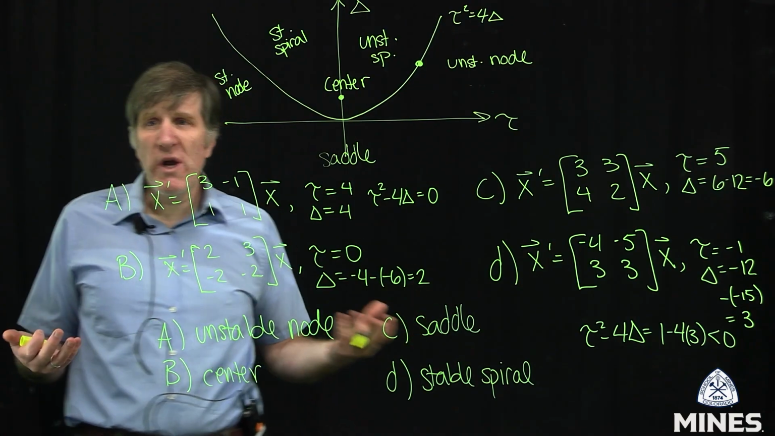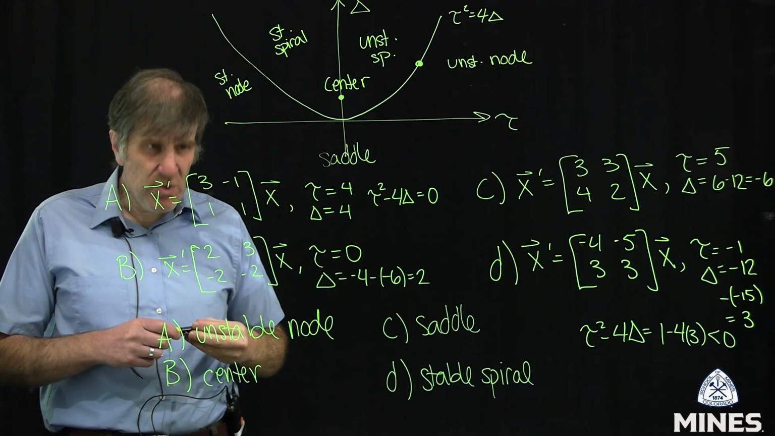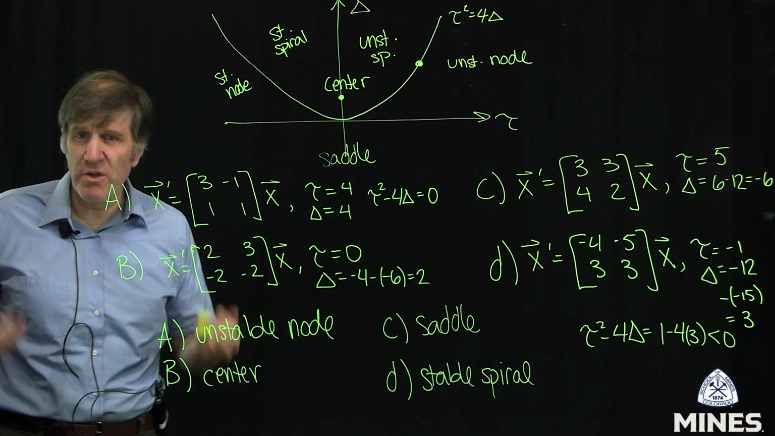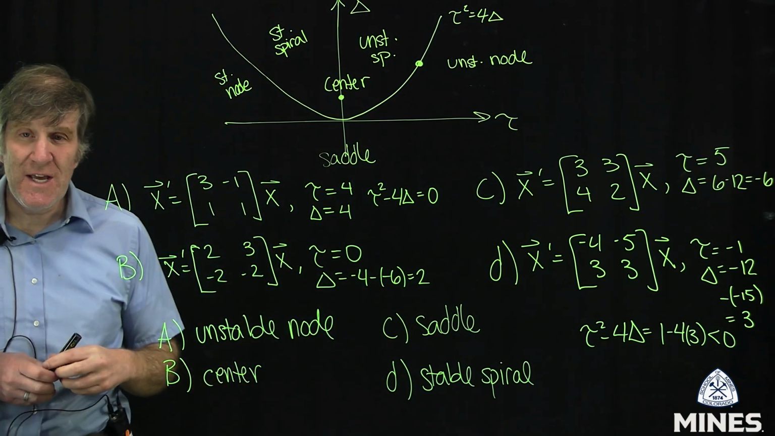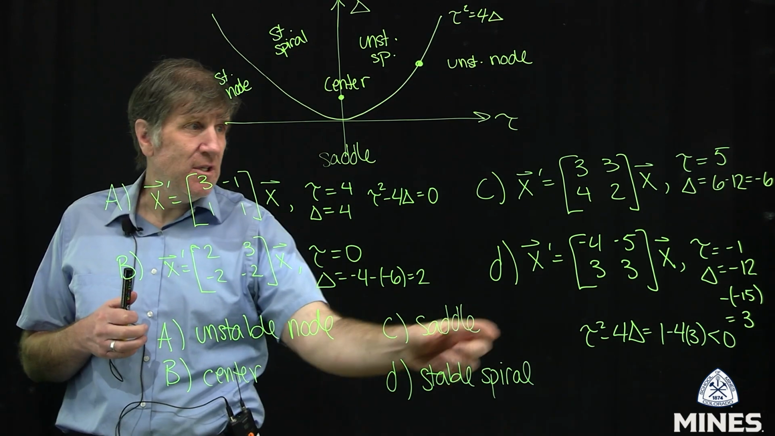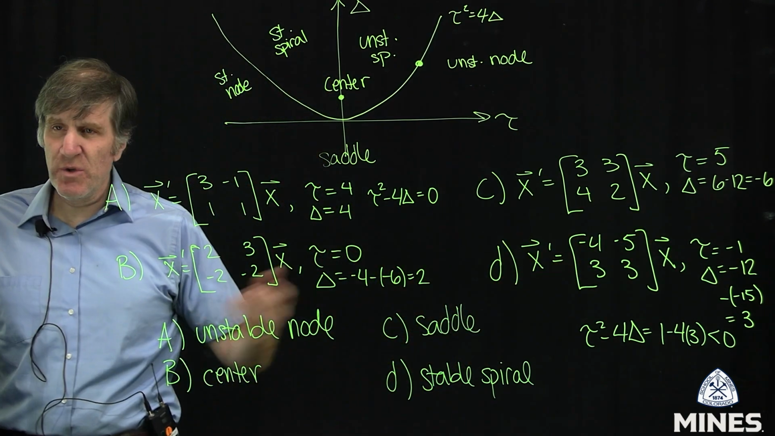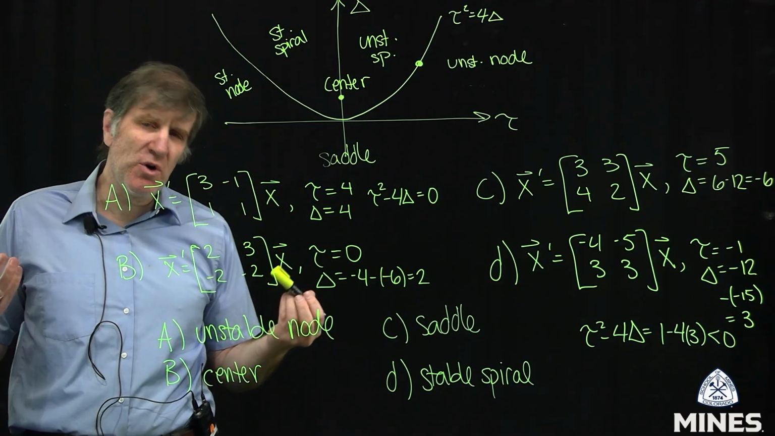So those are 4 quick classifications. You see how quickly we can do these with the trace determinant plane. It takes a little bit of getting used to, especially when you have to do the tau squared minus 4 delta comparison. It's super quick if you have a saddle. Delta is negative, you got a saddle, that's really quick. But they're all pretty quick.